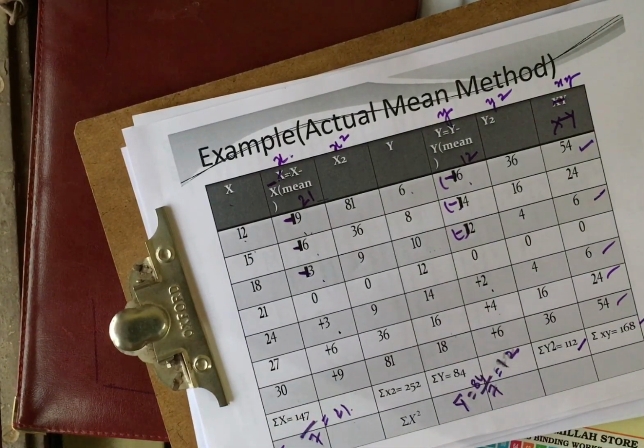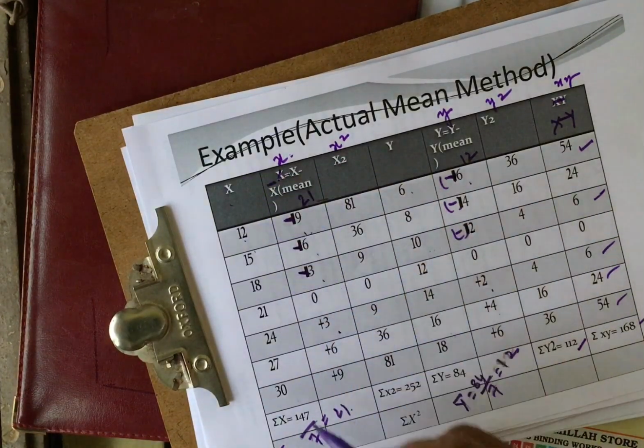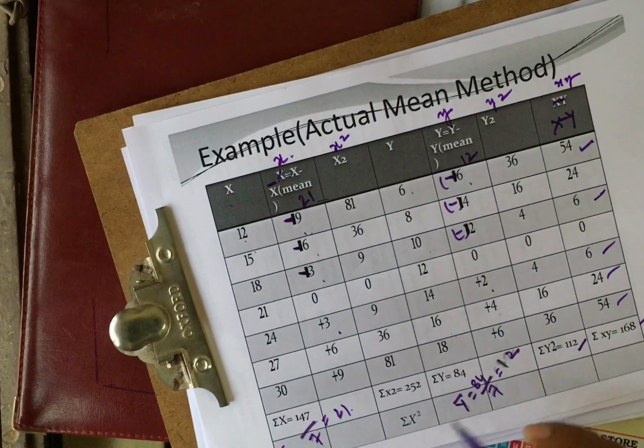So what I did, once again I am revising for you. X values are given, y values are given. These are the two variables to find out the Karl Pearson coefficient of correlation. Here we have taken the actual mean method.